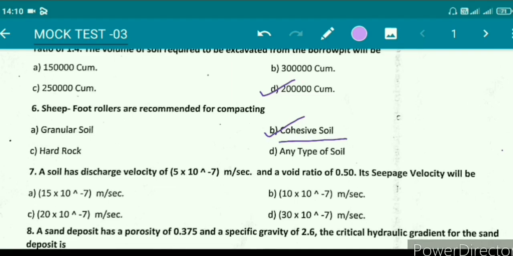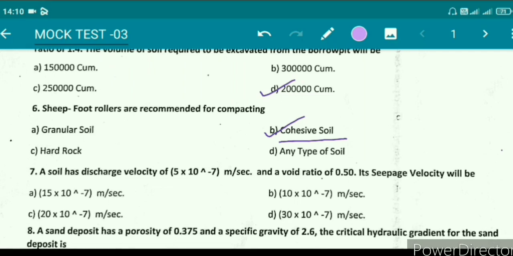Now move to the next question. A soil has discharge velocity of 5 into 10 to the power minus 7 meter per second and a void ratio of 0.5. Its seepage velocity will be option A, 15 into 10 to the power minus 7 meter per second. Option B, 10 into 10 to the power minus 7 meter per second. Option C, 20 into 10 to the power minus 7 meter per second. And option D, 30 into 10 to the power minus 7 meter per second. So the right answer will be 15 into 10 to the power minus 7 meter per second.